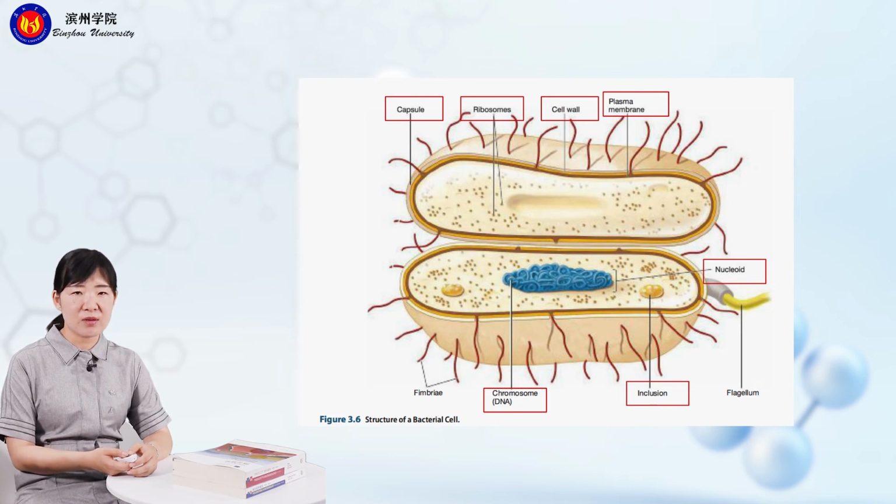Many bacteria use flagella for locomotion. Fimbriae and pili help with attachment to surfaces, bacterial conjugation and transformation, and twitching and gliding motility.